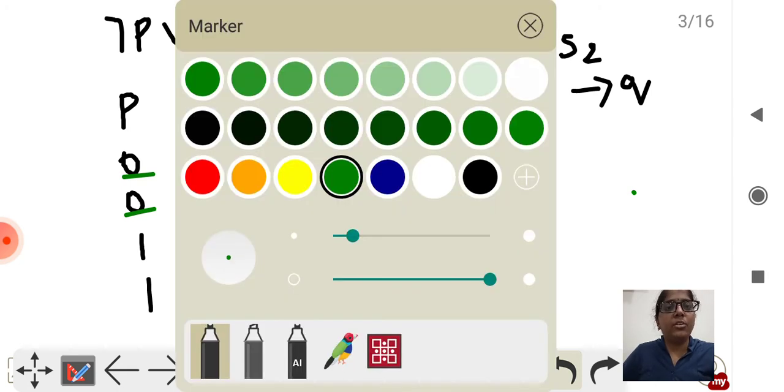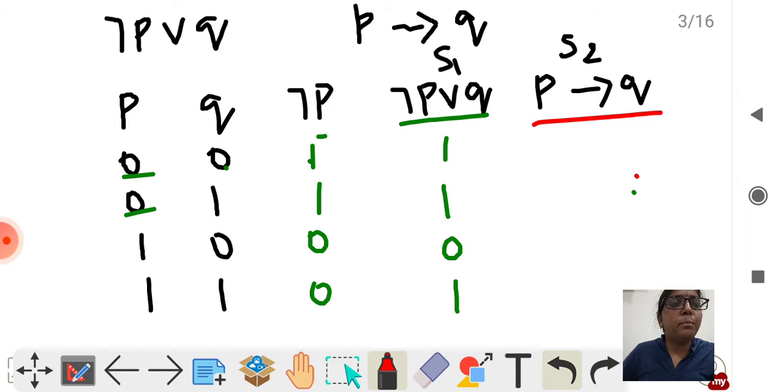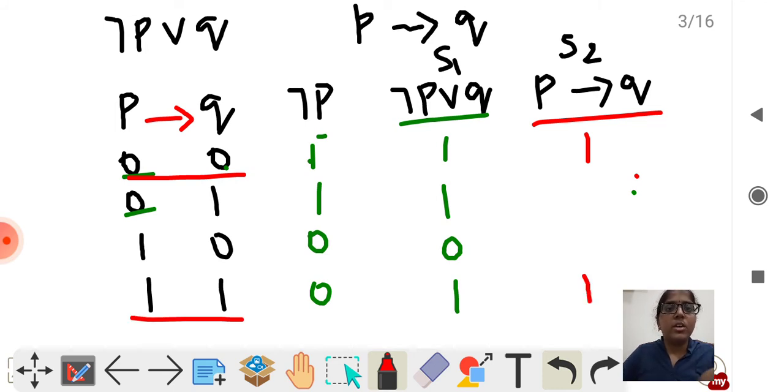Next we have to identify what P implies Q is. See here, we have P and Q. So 0 implies 0: if the truth values are the same, then you will get true. So 1 implies 1 is 1. What is 0 implies 1? It is 1. A false statement can imply a true statement, but a true statement cannot imply a false statement. So it is 0. So 1, 1, 0, 1, 1, 1, 0, 1.